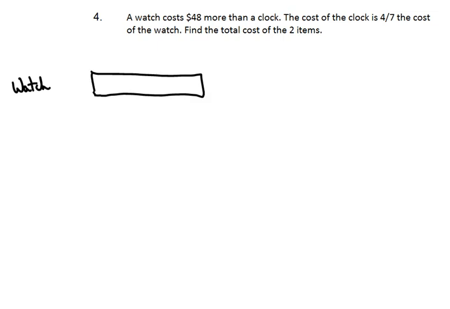So if this box represents the cost of the watch, then we know that the clock is 4/7 the cost of the watch. So I'll need to break this cost of the watch down into 7 equal parts. And then the cost of the clock is 4/7 the cost of the watch. So 4/7 the cost of the watch is the cost of the clock. And the watch we know costs $48 more than the clock.